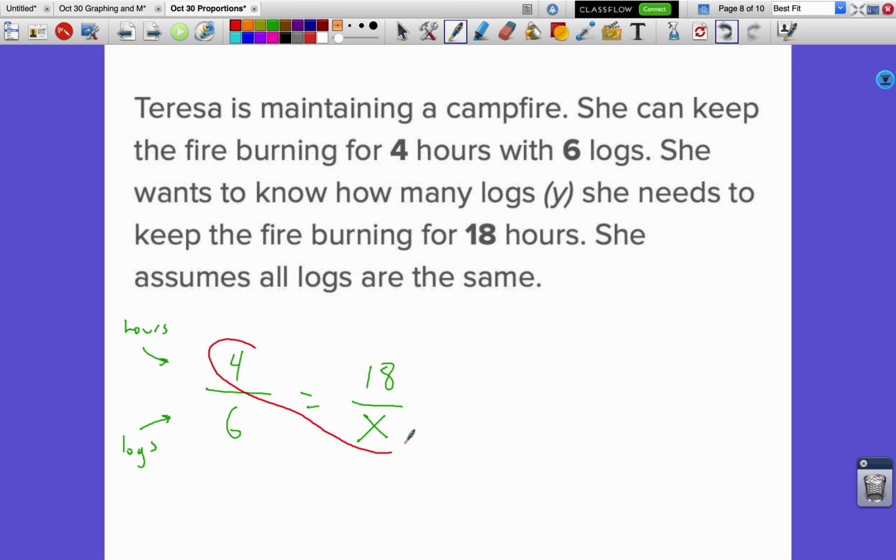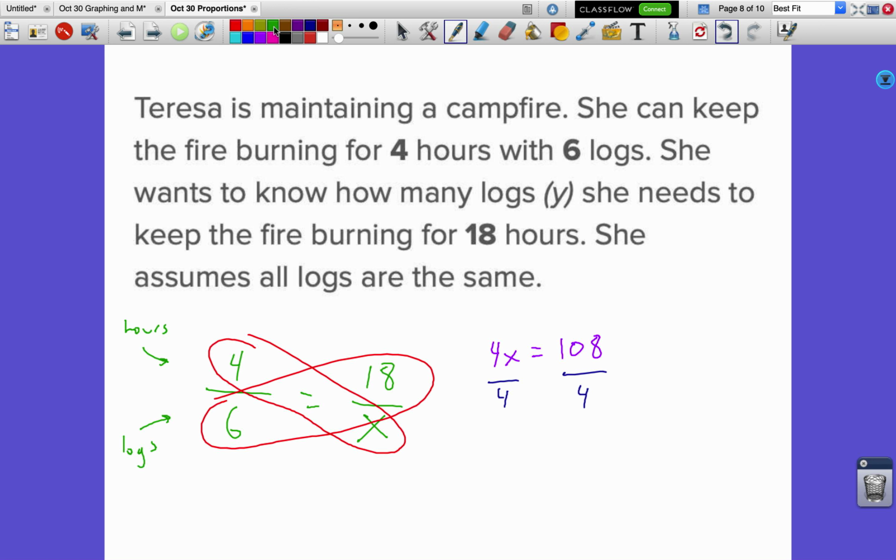Easiest way to solve this would maybe be to do some cross multiplying. And now I've got 4x equals, what would that be, 108. Divide both sides by 4. And we get x equals 27. Got to give it a unit, so it's 27 hours. Or no, wait, I picked the wrong unit. 27 logs keeps the fire burning for 18 hours.